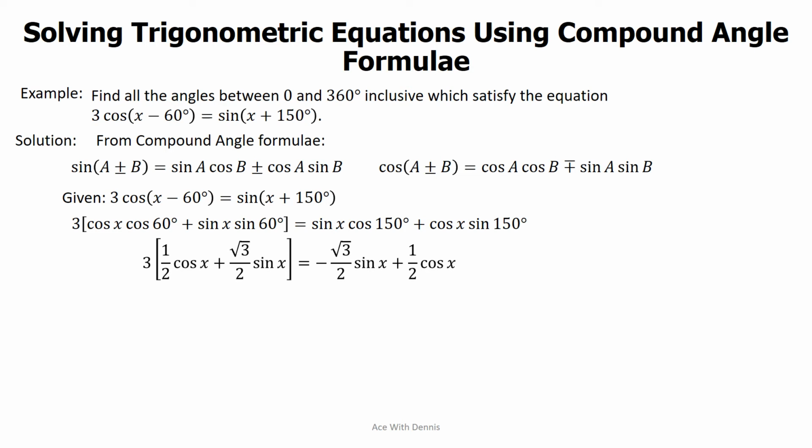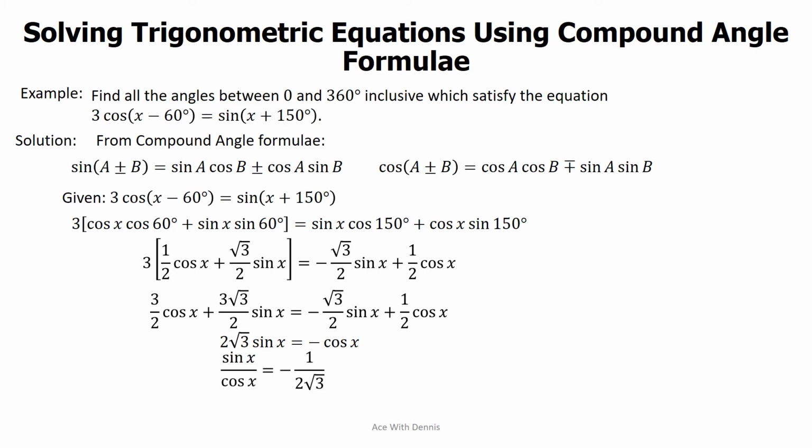Therefore, the equation becomes 3 bracket half cosine x plus root 3/2 sine x equals negative root 3/2 sine x plus half cosine x. Then we expand, which gets us 3/2 cosine x plus 3 root 3/2 sine x equals negative root 3/2 sine x plus half cosine x. And then we bring the sine x to left hand side and cosine x to right hand side. We get 2 root 3 sine x equals negative cosine x.